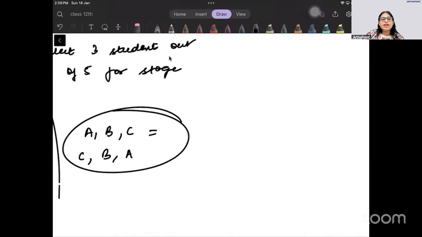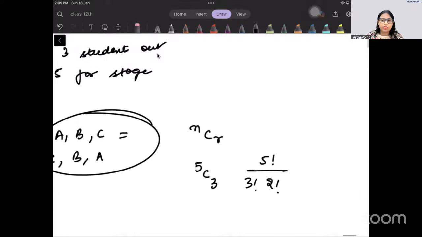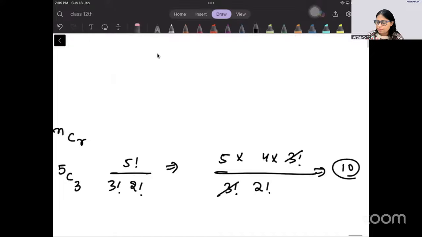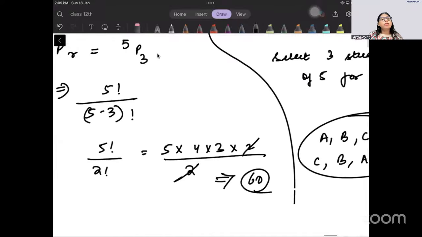So we have to understand that when we talk about combination, combination is just selection. So nCr, so it will be 5C3. So 5 factorial by 3 factorial, 2 factorial. So this will be 5 into 4 into 3 factorial by 3 factorial, 2 factorial. So 3 factorial and 3 factorial cancel and this will give me 10. So there are 10 ways to select students, but 60 ways to arrange students.